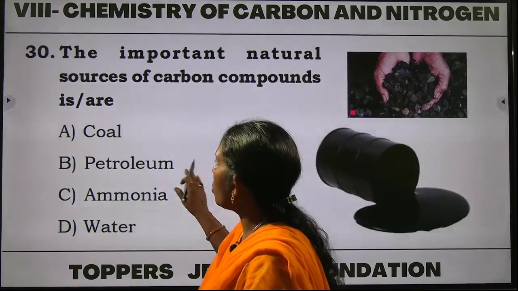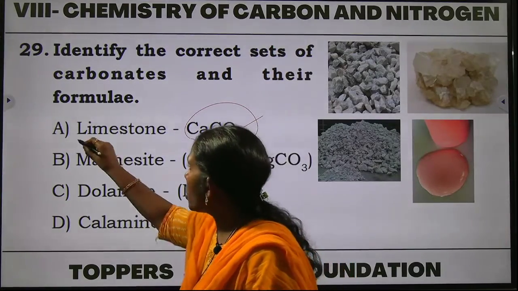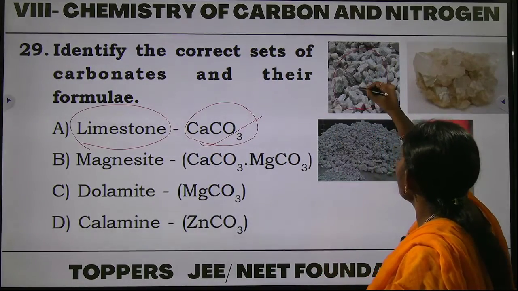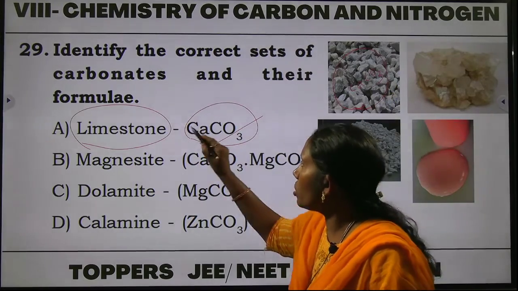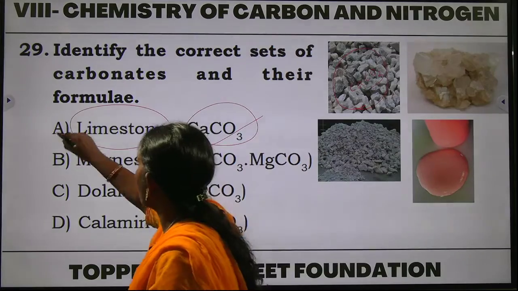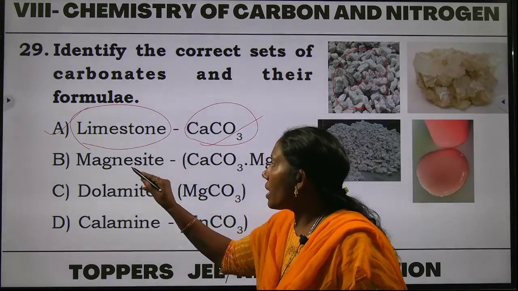Limestone is also known as calcium carbonate, right? See here, this is the limestone. It is the calcium carbonate, CaCO3. So limestone and CaCO3, the molecular formula is correct for this. Okay. Now come to the next one, magnesite.